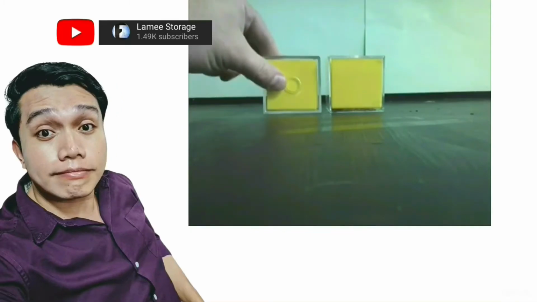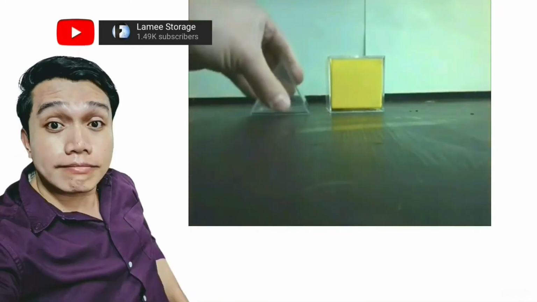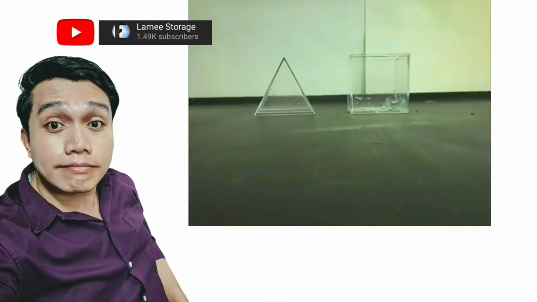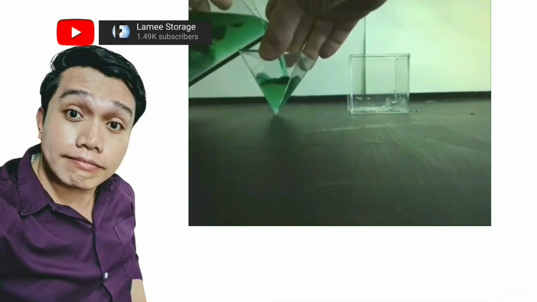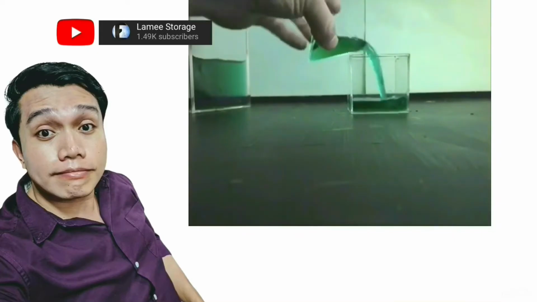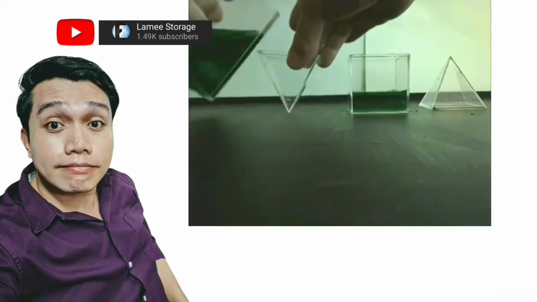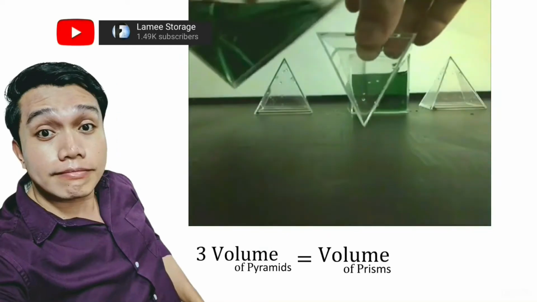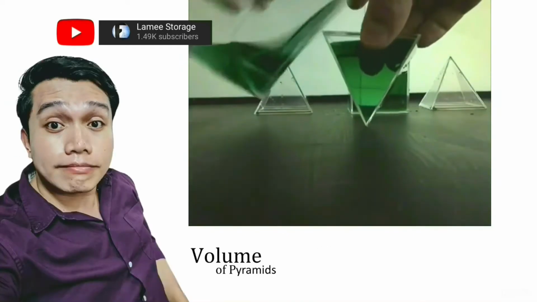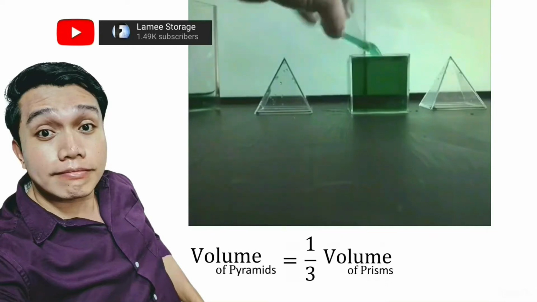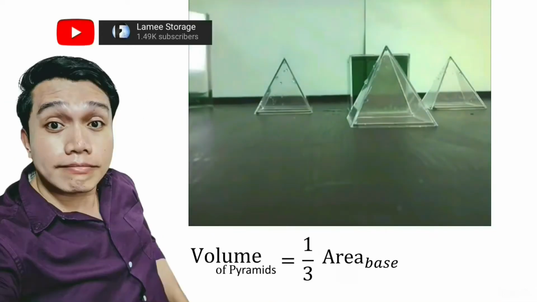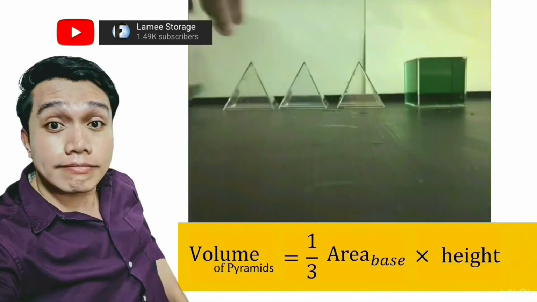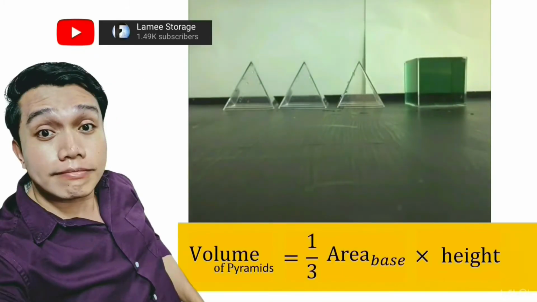In this video, we have two containers. One is a square prism and the other one is a square pyramid. As we can see, the bases of both containers have equal area. Also, both containers have the same height. The square prism container is filled with a liquid using the square pyramid container. It then takes three square pyramid containers to completely fill the square prism container. It means that the volume of pyramids is just 1/3 the volume of prisms. Thus, the volume of pyramids is equal to 1/3 times the area of the base times the height.